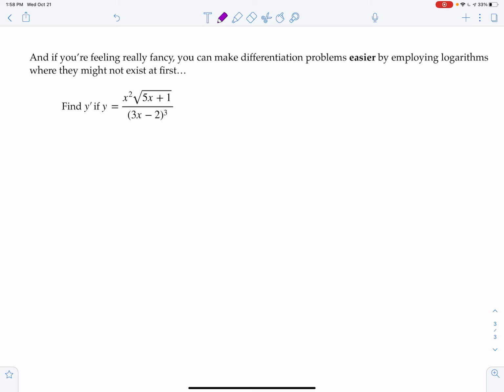Here's the cool thing, though. As mathematicians, we can just add that log in as long as we do it in an algebraically sound way. So for instance, what if I just took the natural log of both sides? And that's what I'm going to do. And maybe you see where I'm going with this. Maybe you don't, and that's okay too.